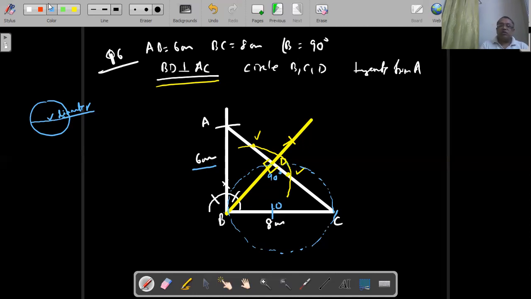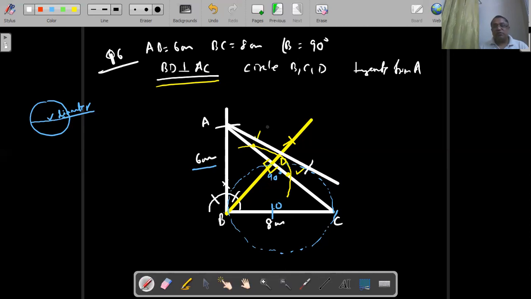And now the question is draw tangents. That means a pair of tangents. So if this is 6, the other tangent also has to be 6. So what you need to do is from A, cut 6 centimeter on this side also. And once you do that, you just need to join this. So this becomes our second tangent.